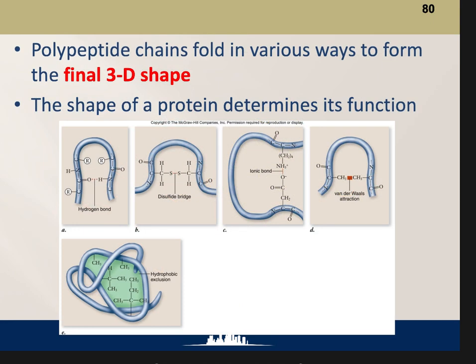So these polypeptide chains are going to fold in various ways to form a shape. And so between these shapes, they can form different bonds. So they can have hydrogen, disulfide, ionic, or even van der Waals attractions, which you remember from our chemistry chart, and even hydrophobic exclusion. So the shape of a protein will help determine its function.